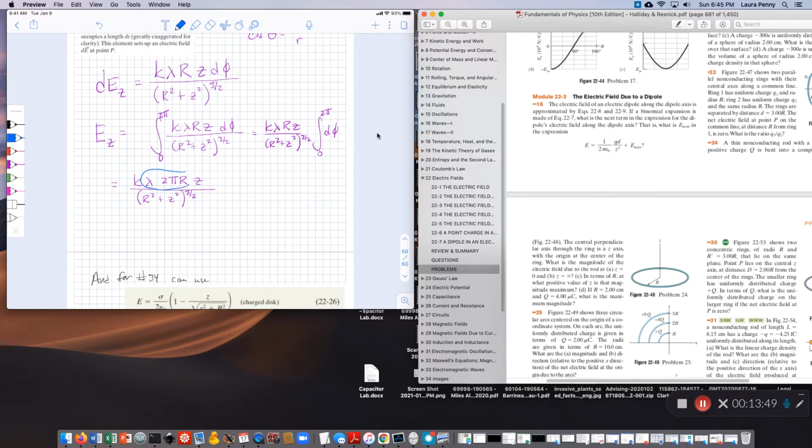r times lambda is actually equal to q. It's the amount of charge in the first place. And so the book has actually made that simplification. And we have k q z over r squared plus z squared to the 3/2. And this is our equation for the electric field. It's all in the z direction.